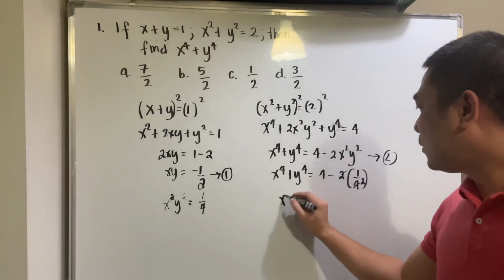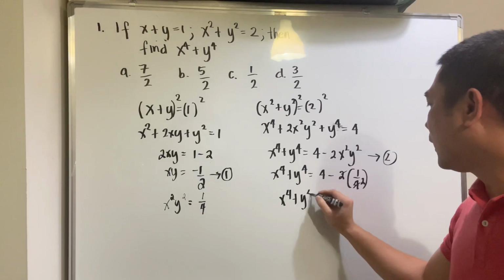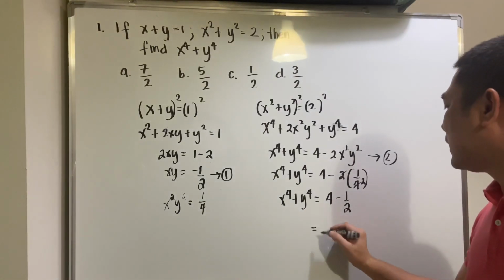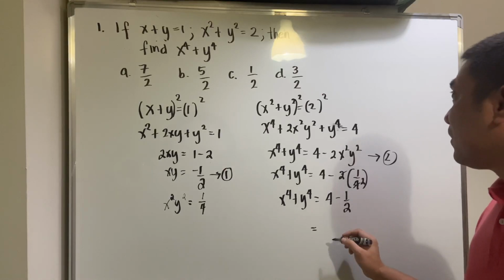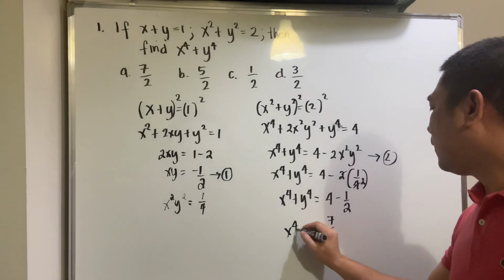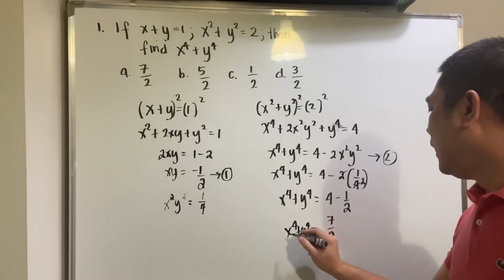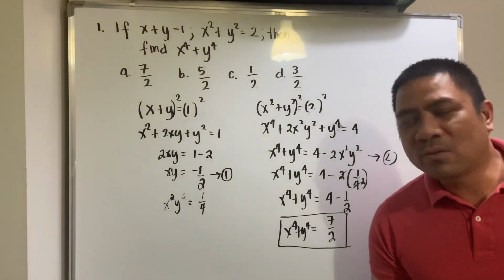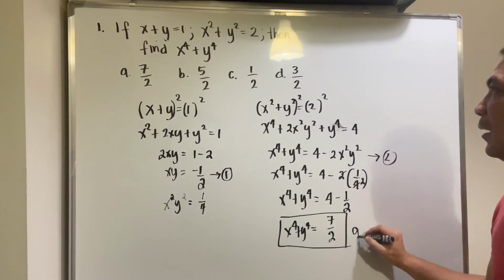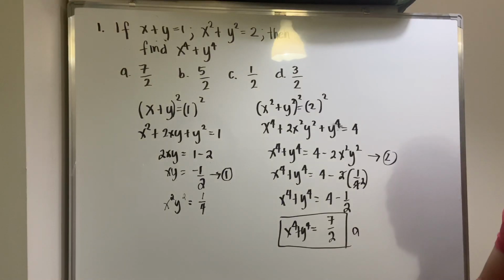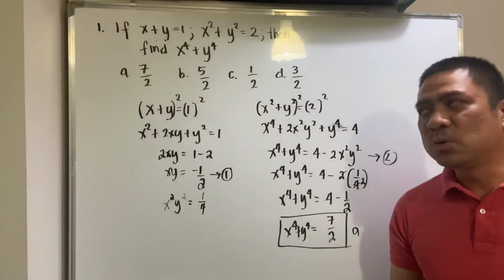So therefore, x to the fourth plus y to the fourth is equal to 4 minus 1/2. So this is around 3.5 or 7/2. So x to the fourth plus y to the fourth is equal to 7/2. So in this case, our answer is letter A. This is a bit easier compared to substitution.